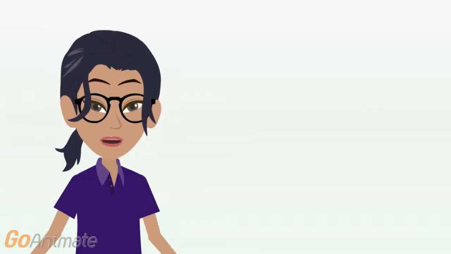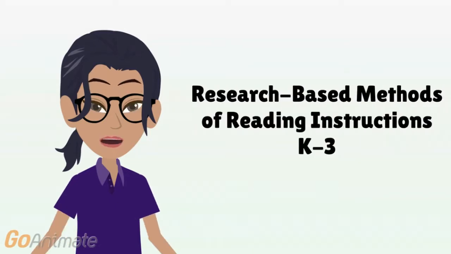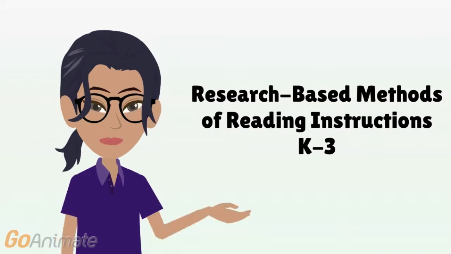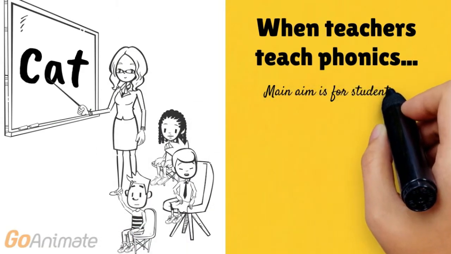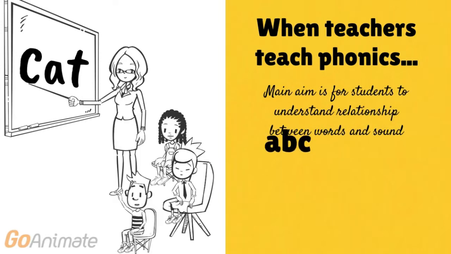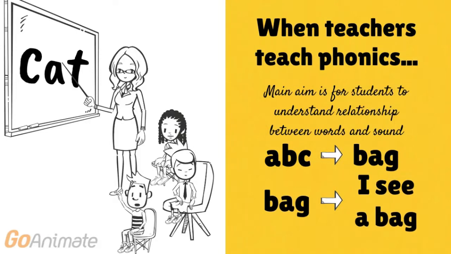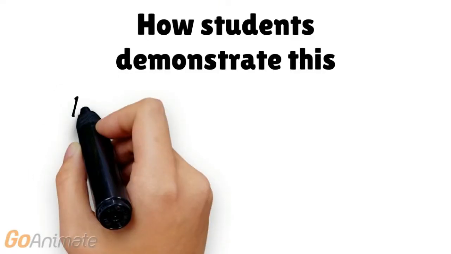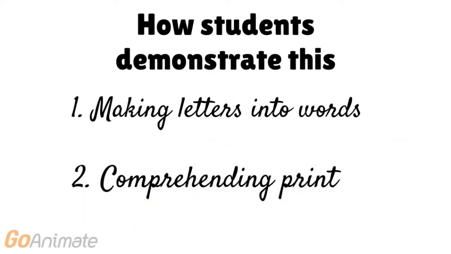The second source of my research was called the Research-Based Method of Reading Instruction, Grades K through 3, by Sharon Vaughn and Sylvia Lennon Thompson. So when teachers teach phonics and word study, the main aim is for the students to understand the relationship between letters and sounds, that letters make words and that words can be read in sentences. The 2 ways that students do this is making letters into words and comprehending print.